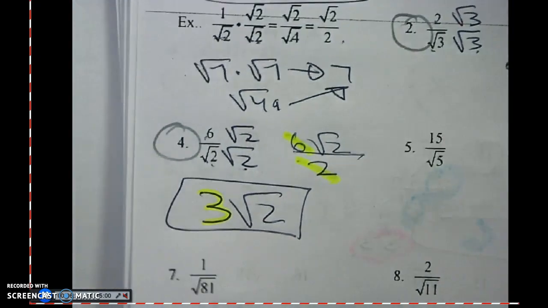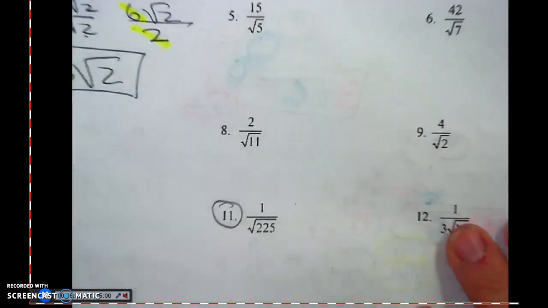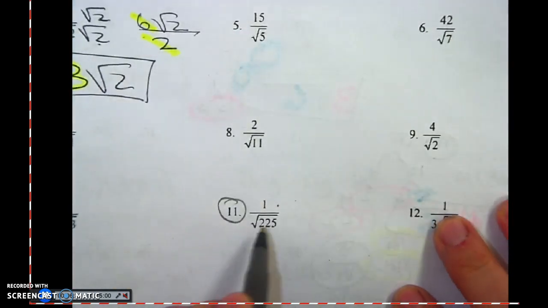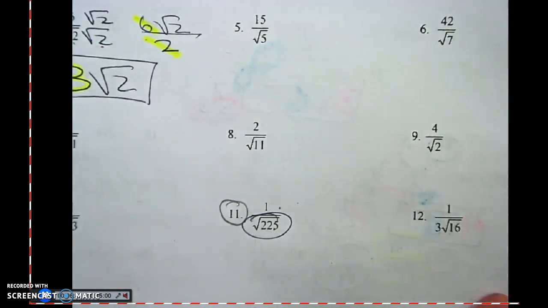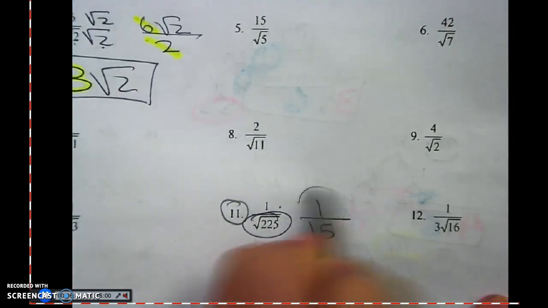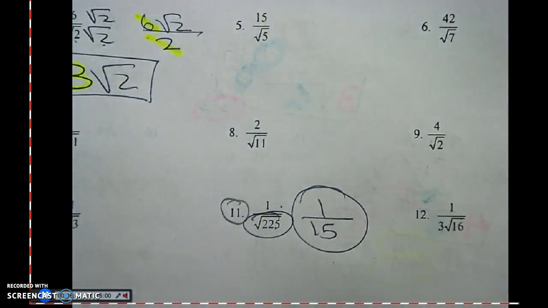Okay. Let's look at number 11. Number 11 seems very similar to number 4, so you feel like I should go square root of 225, square root of 225. But you can actually figure out the square root of 225. It's 15. So that's all you got to do. So be careful of those types of things. If you can simplify it, simplify it.